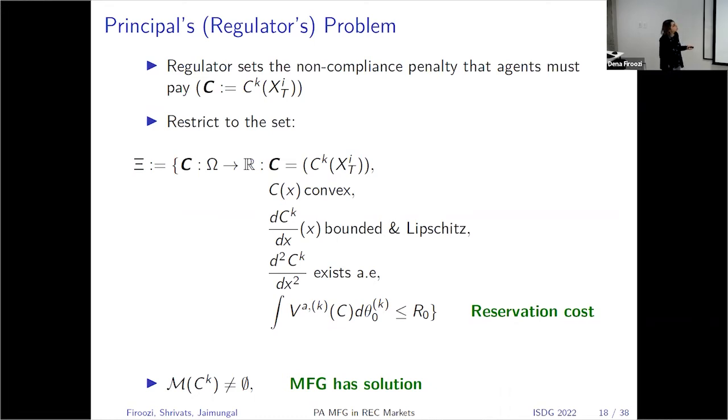So we impose some technical conditions on the penalty function. This is just to make sure that the resulting agents' problem has a solution. And moreover, the principal doesn't want to impose too large a cost on the agents. The principal doesn't want to run them out of business. So the cost that it imposes on them, on average, should be less than a specific amount. So this is the reservation cost that we impose.